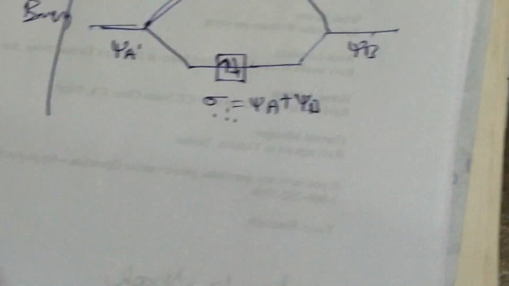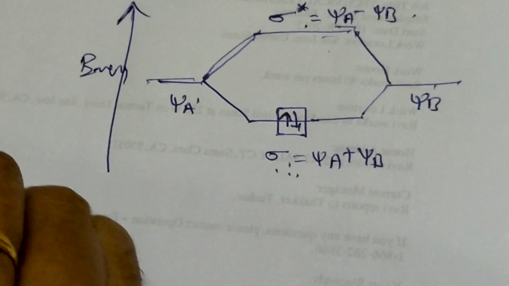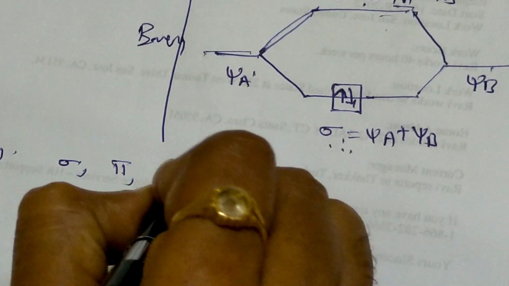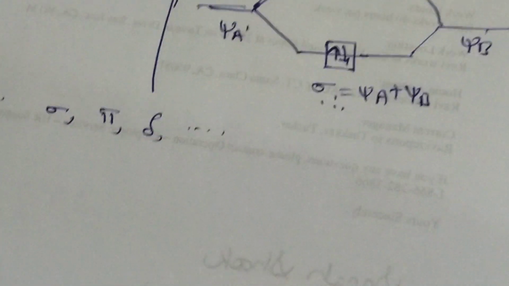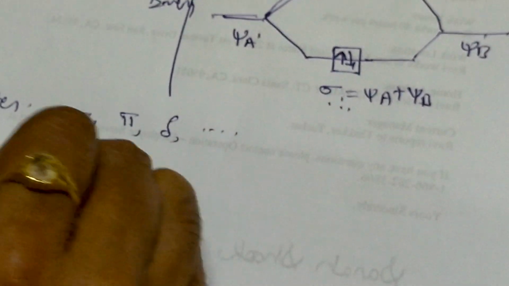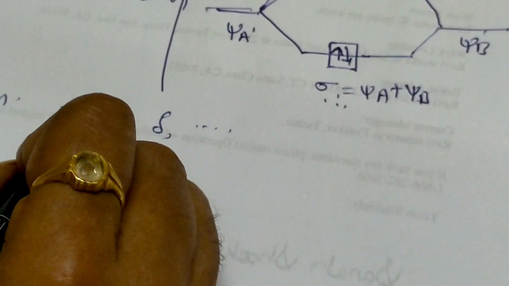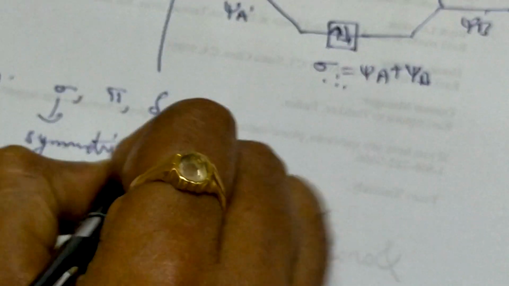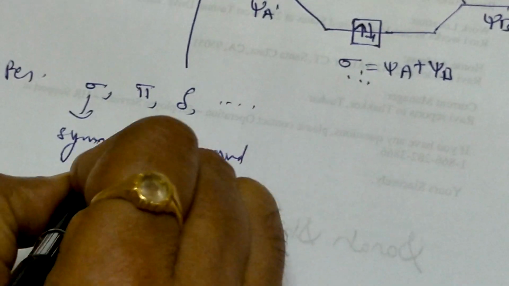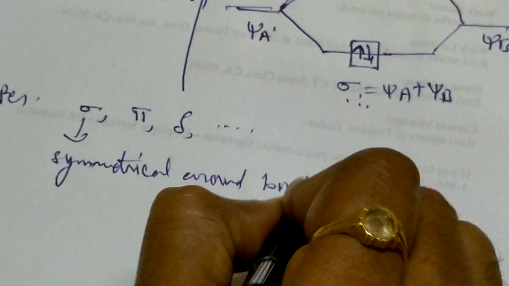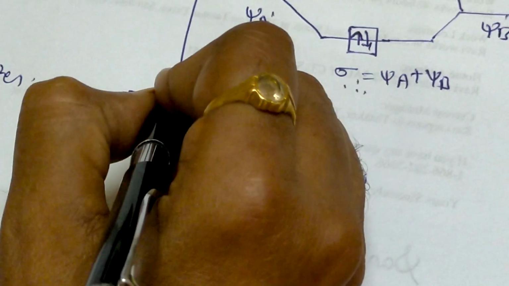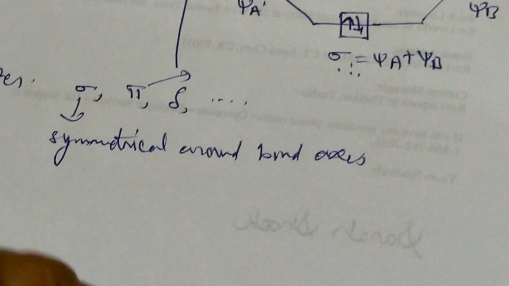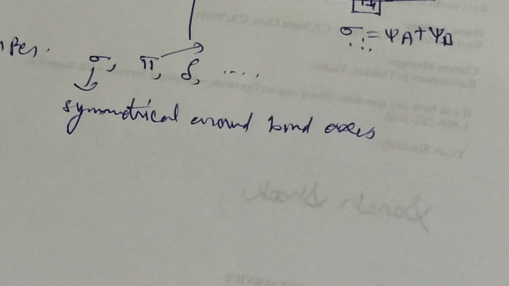So what are the types of molecular orbitals? Normally they are represented as sigma, pi, delta. Sigma is more symmetrical around the bond axis. Pi is not symmetrical, and delta is also not.